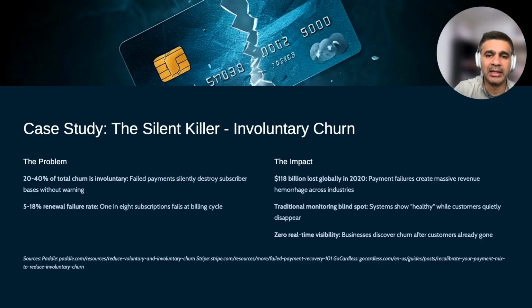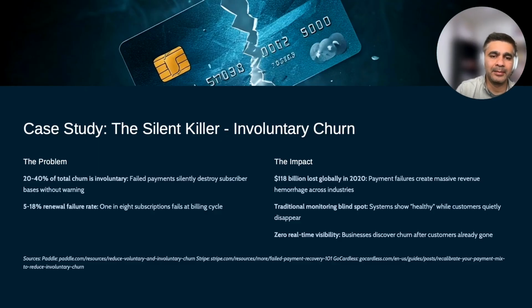zero real-time visibility. Most businesses discover churn after customers have already gone. By the time you realize there's a problem, you've lost not just revenue, but customer relationships that took months or even years to build. This is a perfect example of why traditional monitoring will fail in commerce or subscription businesses.